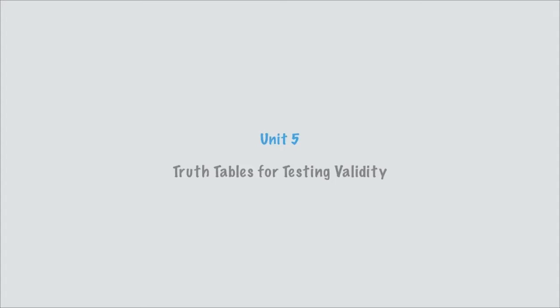So if I had P and Q, in order to determine whether that statement P and Q is true, I had to know what the value of P was and what the value of Q was, and then I could find the value for that entire statement. What we're going to do in Unit 5 is extend that idea, but apply it now to entire arguments. So rather than individual statements or individual premises, now what we want to know is, given a particular set of premises, do they lead to a particular conclusion? In other words, is it a valid argument?